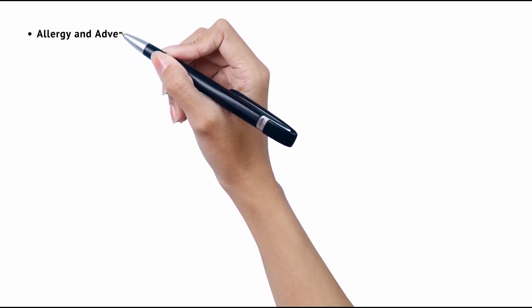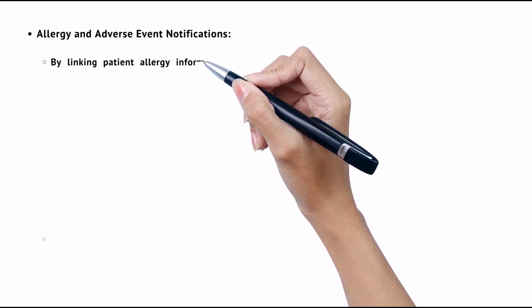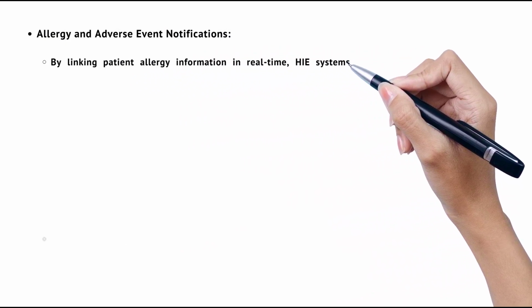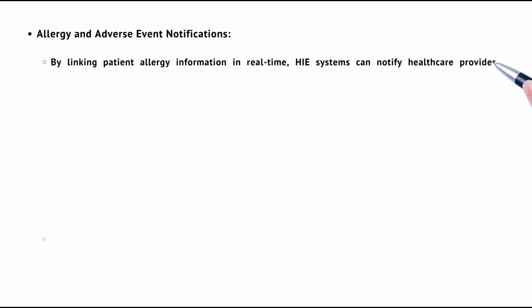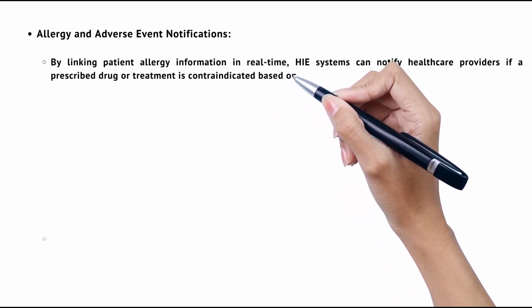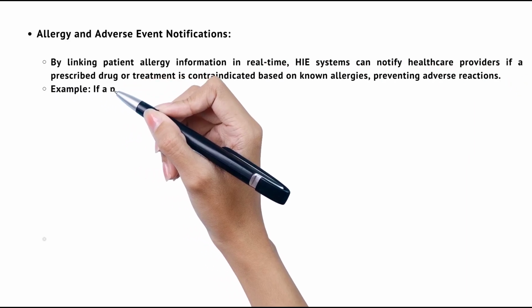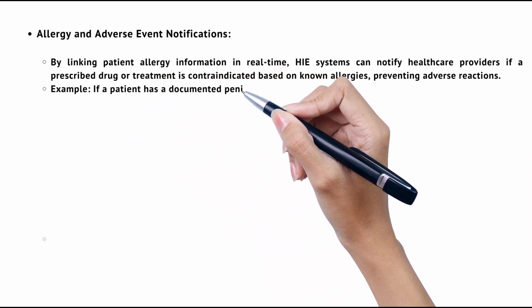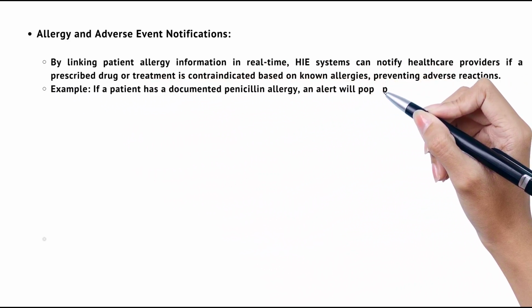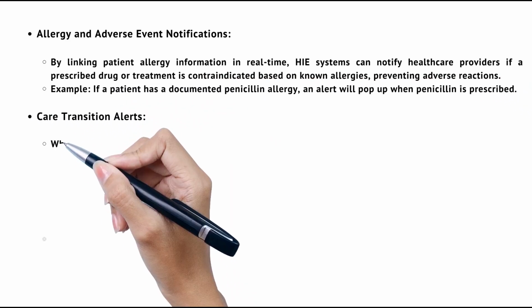Allergy and adverse event notifications. By linking patient allergy information in real time, HIE systems can notify healthcare providers if a prescribed drug or treatment is contraindicated based on known allergies, preventing adverse reactions. Example: if a patient has a documented penicillin allergy, an alert will pop up when penicillin is prescribed.